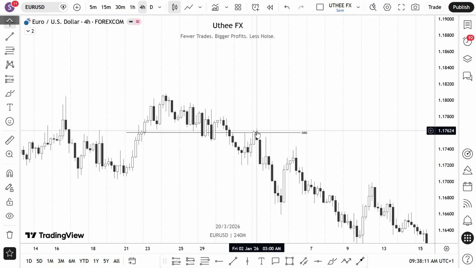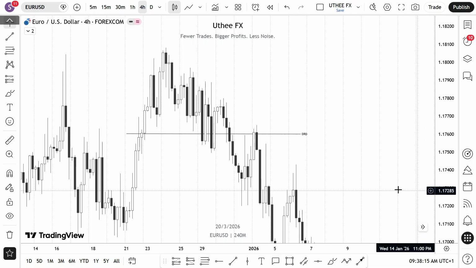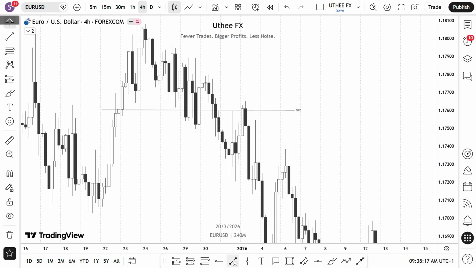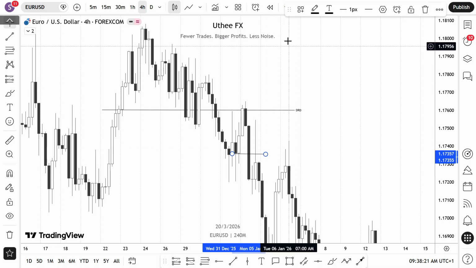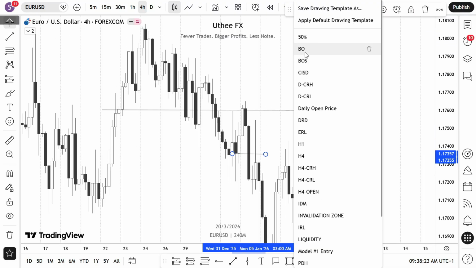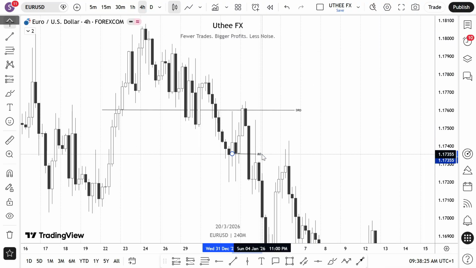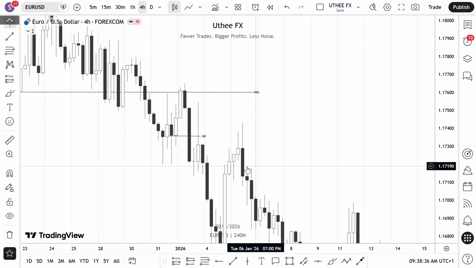A daily candle rejecting a daily key level, boom, with a break of structure. You see, I think we have a trade here. This is the break of structure. A daily candle rejecting a daily key level with a break of structure, and it closed what? Bearish. Okay, it closed bearish.